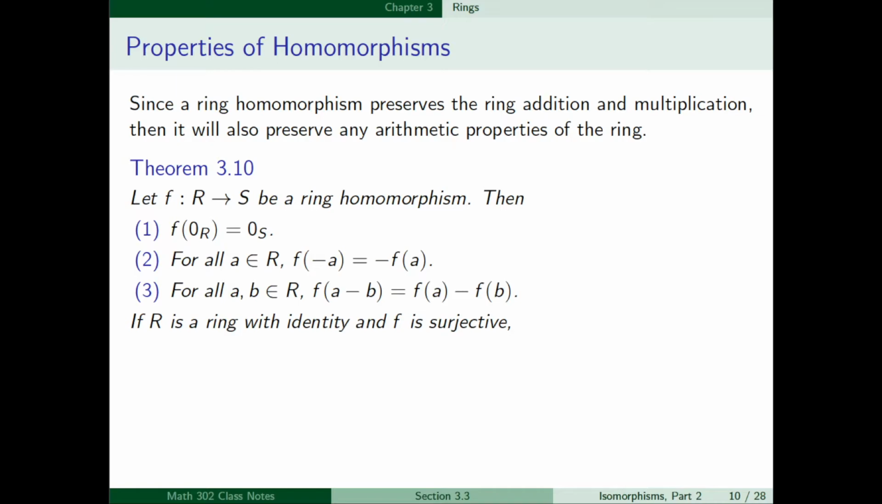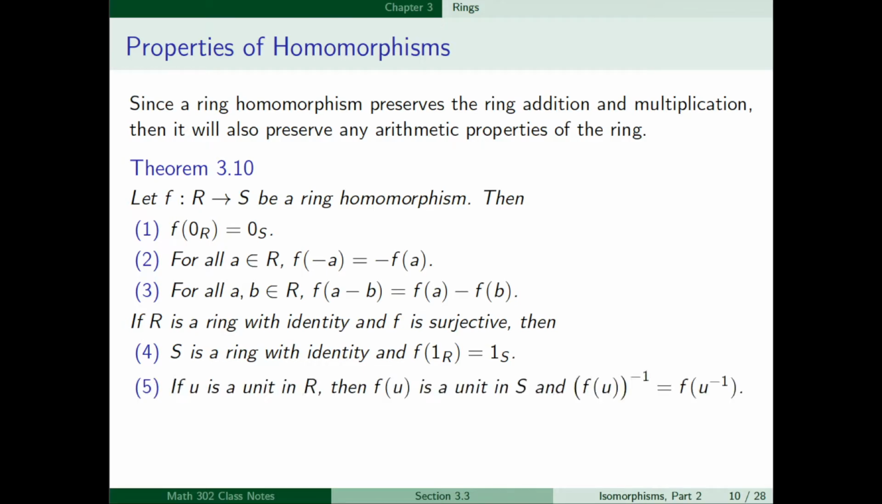And then if R is a ring with identity, multiplicative identity, and f is surjective, then property 4 tells us that S is a ring with multiplicative identity, and f of 1 sub R is equal to 1 sub S. So f maps the multiplicative identity of R into a multiplicative identity for S. And property 5 says that if u is a unit in R, then f of u is a unit in S, and the multiplicative inverse of f of u will be equal to f of the multiplicative inverse of u.